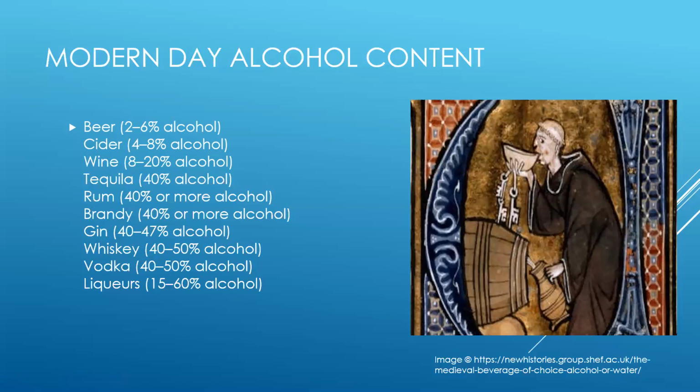So on a scale of least to highest, beer still falls into that lower category, as well as cider. Then you start to slowly move up the ladder, and wine, again, a very historical drink that we have been consuming for thousands of years, is typically nowadays somewhere in the 8 to 20% alcohol content range.